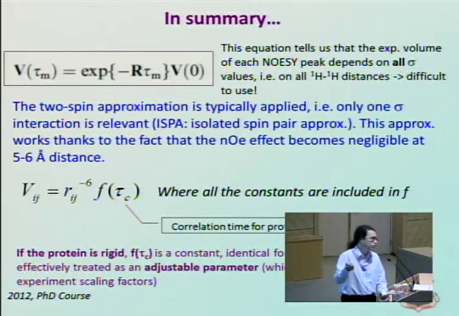And then there's a function which can be basically parameterized. Then you assume your protein is completely rigid, and therefore this function becomes a constant which is identical for all proton pairs. So it's just one parameter that you need to assume for the entire protein if the protein is rigid.